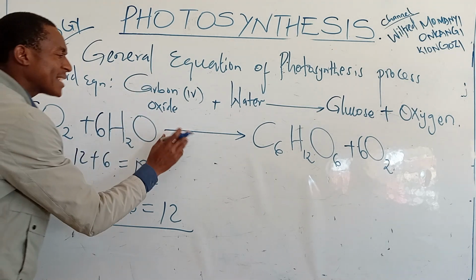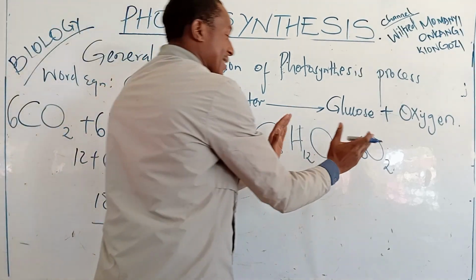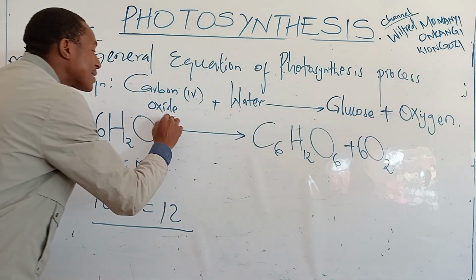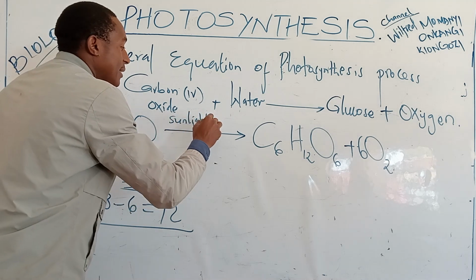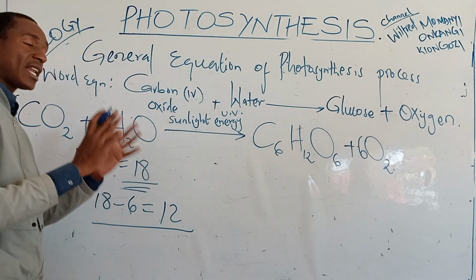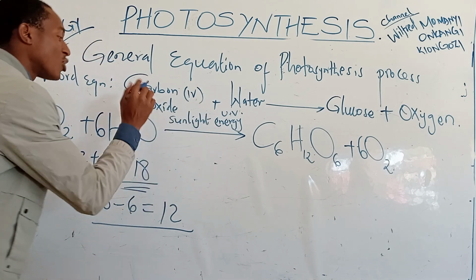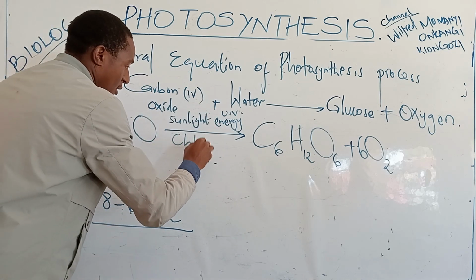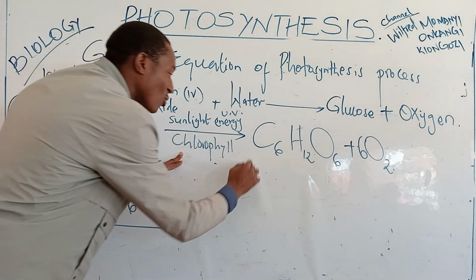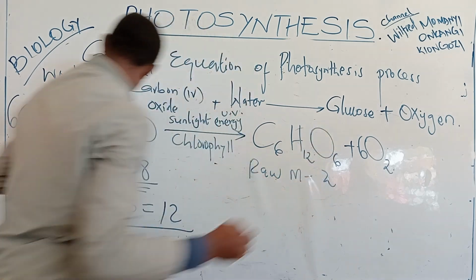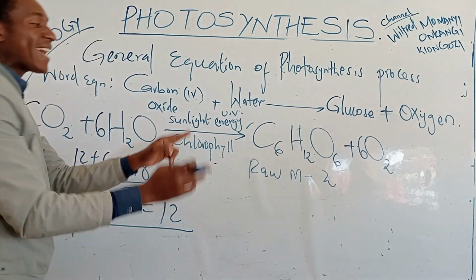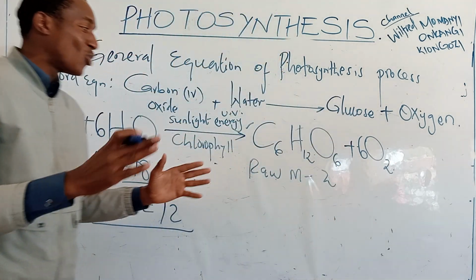Remember, the raw materials are in place. The end products are in place. But now on the arrow we have to write the 2 conditions that are necessary. One, sunlight energy. Many people like calling it UV light energy. It's okay. Don't just say UV light, say UV light energy. Condition number 2, chlorophyll. So these 2 are conditions necessary. Raw materials were 2: carbon dioxide and water. Conditions necessary are 2: sunlight energy and chlorophyll. The end products are 2. We are dealing with the number 2.